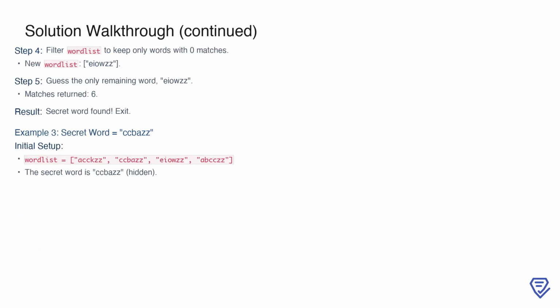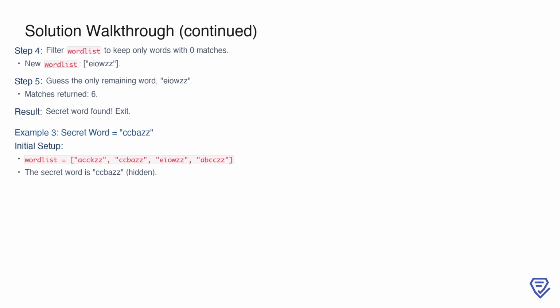Based on the 0 matches returned from the previous guess, we can now eliminate any words from the word list that have any character matches with axe in the same position. After filtering, the new word list contains only one word, IOs. Since there's only one word left, we can confidently guess it next. Calling master.guess with IOs returns 6 matches, confirming that we found the secret word.